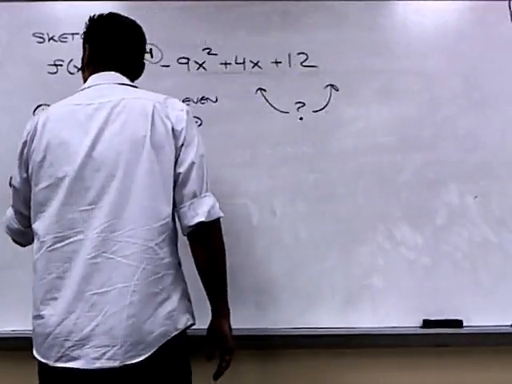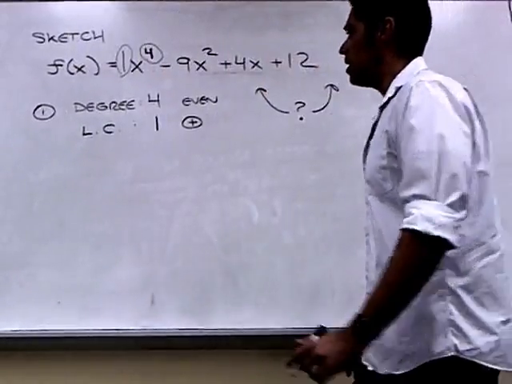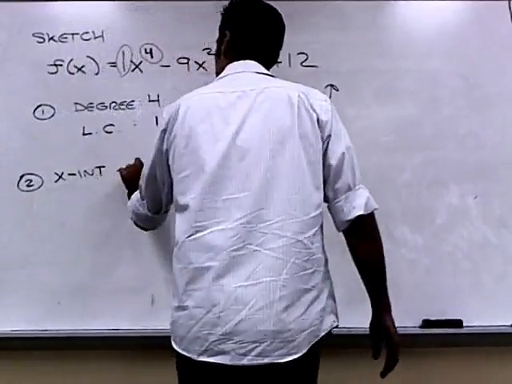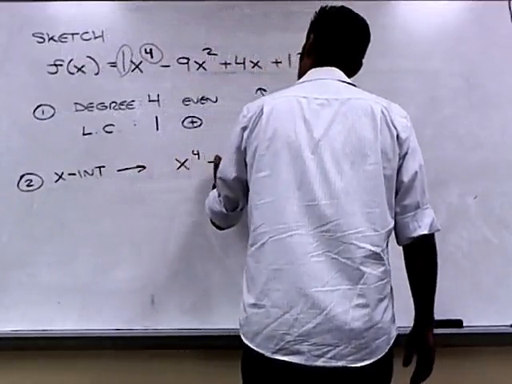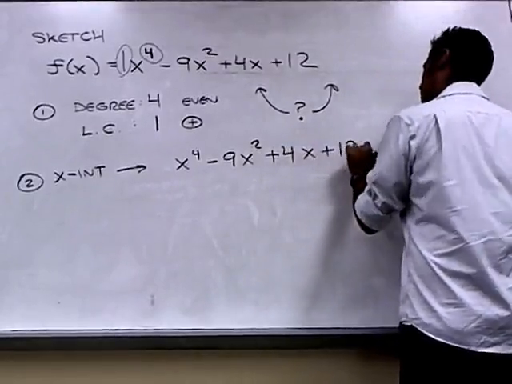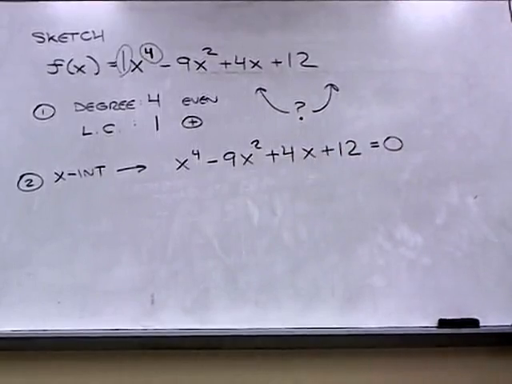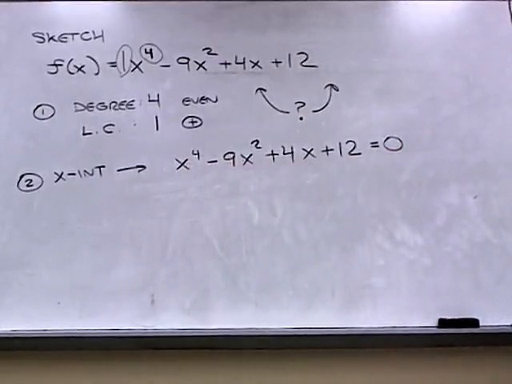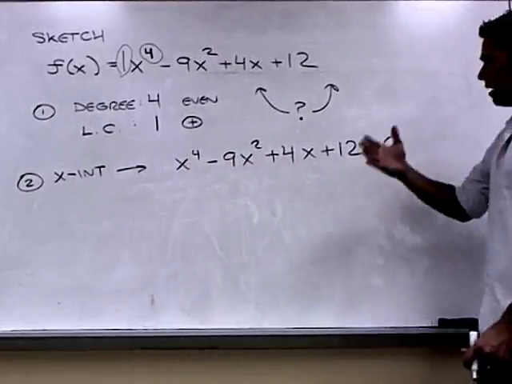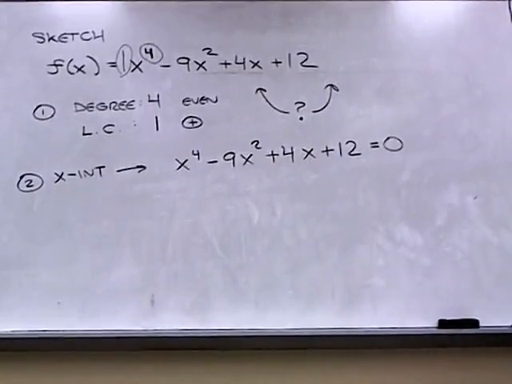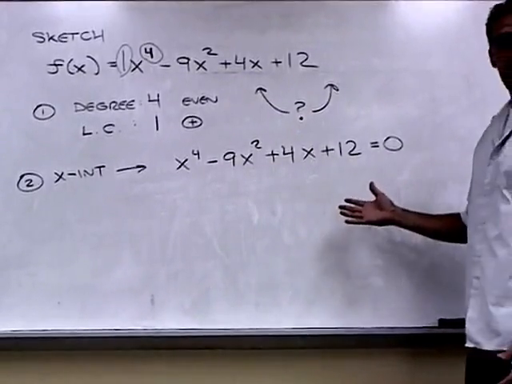Second step, and the most challenging step, are the x-intercepts. So to find the x-intercepts, I will set this thing equal to 0. I mean, set the entire function equal to 0. And I have no idea what makes this 0. The only way I could possibly know what would make that 0 is if I'm able to factor it. So I look at it, go through my routine. GCF, nope. How many terms? 4. If you try grouping, it will not work.